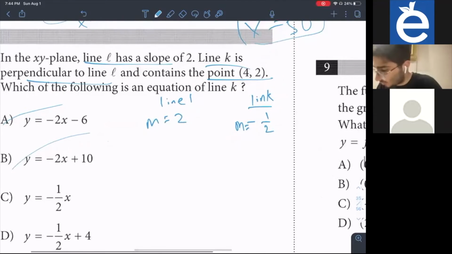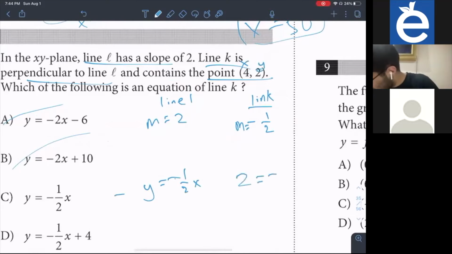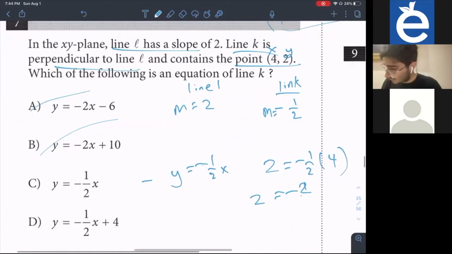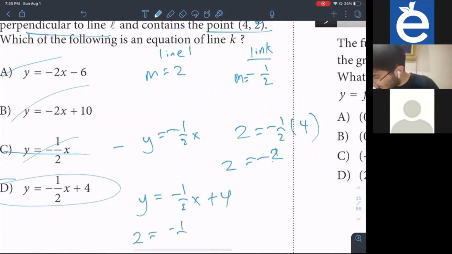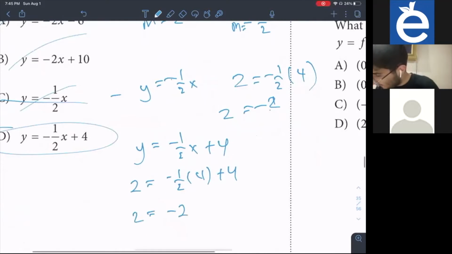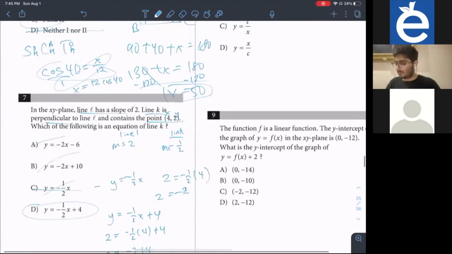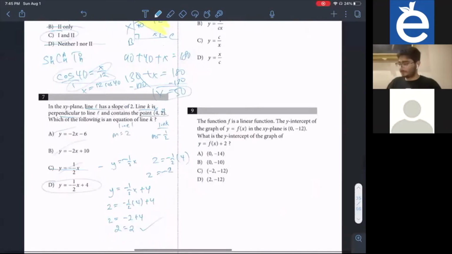So let's see with choice C. Y is equal to -1/2 x. This is x and this is y. So 2 is equal to -1/2 times 4, which is 2 is equal to -2. That does not work, so it has to be choice D. But let's just check. Y is equal to -1/2 x plus 4. 2 is equal to -1/2 times 4 plus 4. 2 is equal to -2 plus 4. 2 is equal to 2. And that is why question 7 is choice D.